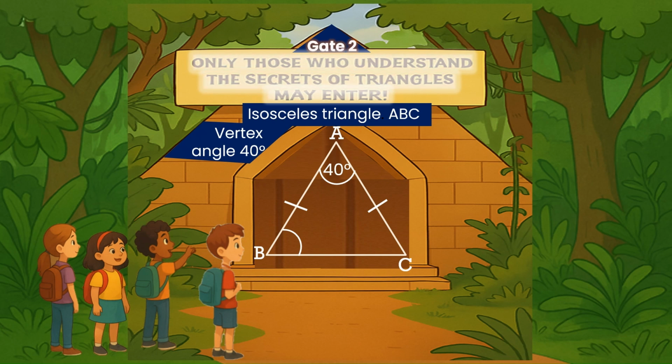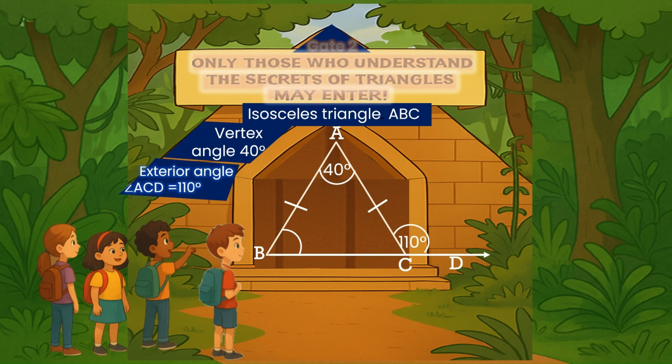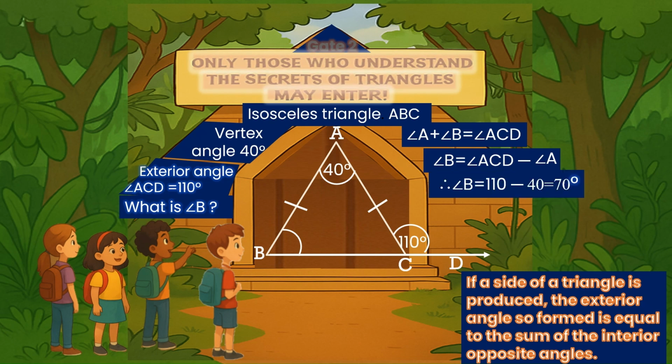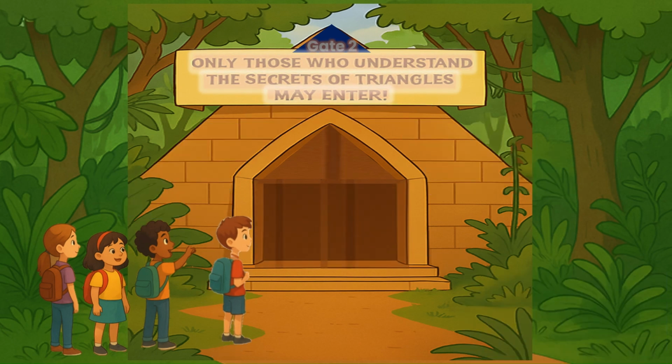They waited for the door to open, but suddenly one more question appeared. Triangle side BC was produced to form an exterior angle ACD equal to 110 degrees. Given angle A equal to 40 degrees, they had to find the other interior opposite angle. Hari knew he had to solve using exterior angle property. He explained each step and got the answer. Angle B equals 70 degrees.